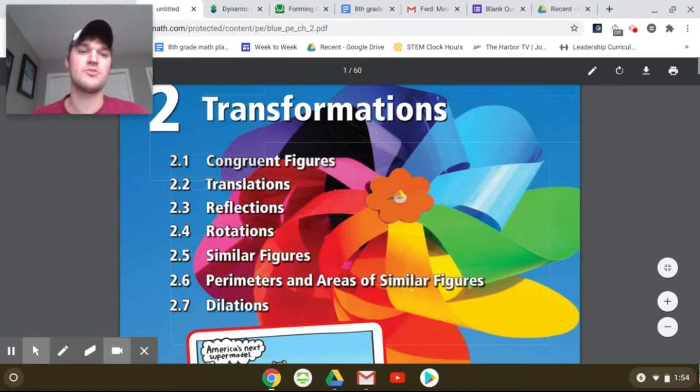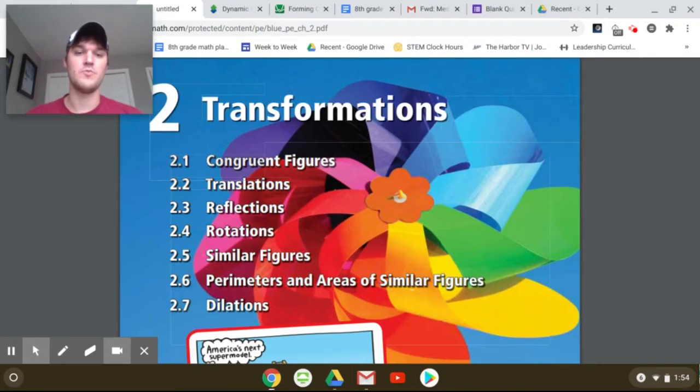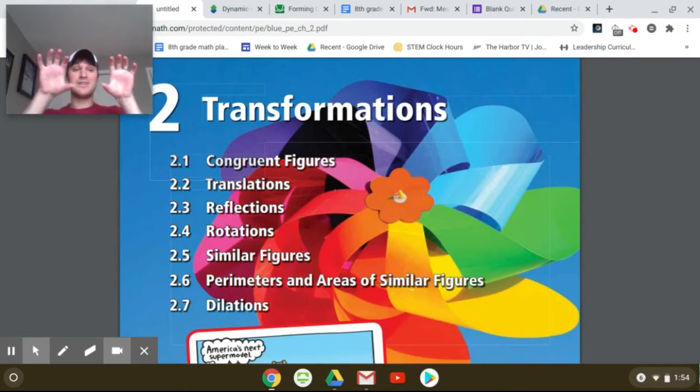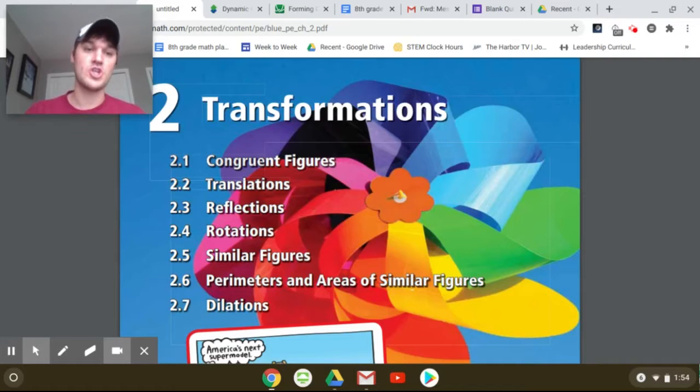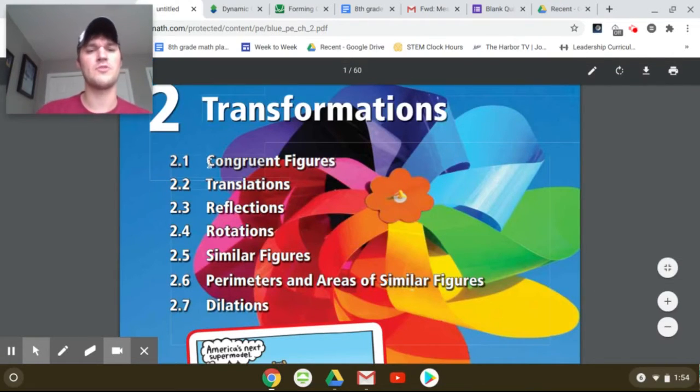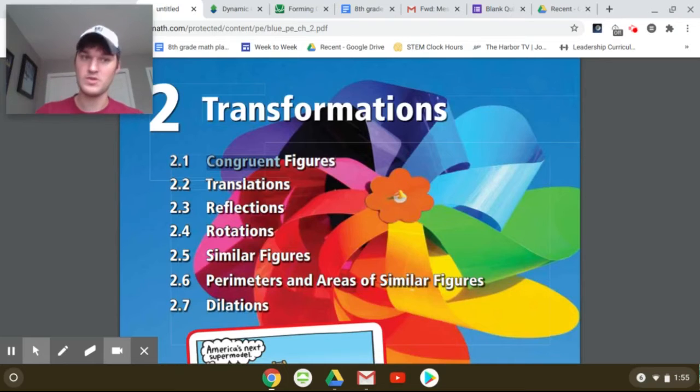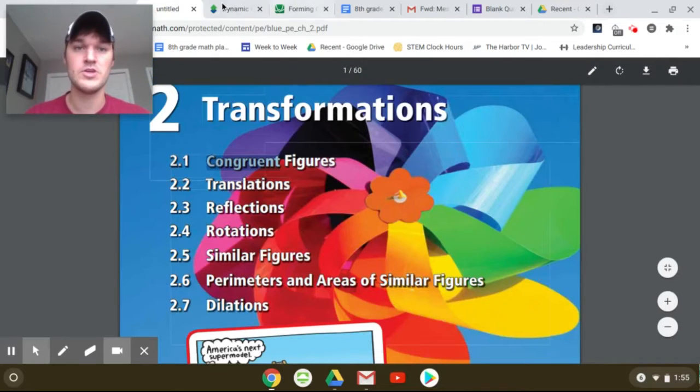Chapter 2. Chapter 2 is all about this big topic of transformations, which is simply taking a shape and manipulating it. Taking a shape and sliding it over, taking a shape and reflecting it, or rotating it, or stretching it. So we're going to be talking a lot about shapes in this chapter of transformations. 2.1 is all about this word called congruent, and it has a friend word that goes with it, corresponding, which we'll chat about a bit in this video.